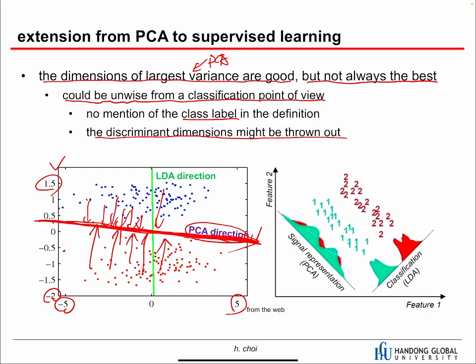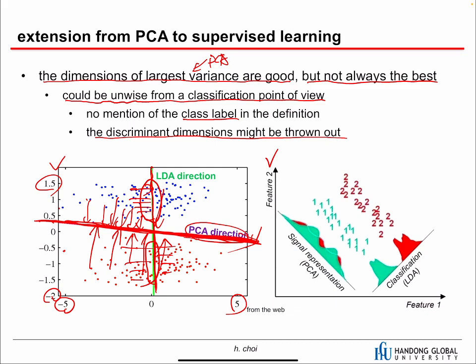Instead, we might like this direction more, because in this line, if we project all the samples onto this line, then we have lots of blue dots here, and we have lots of red dots here. So in terms of classification, this line is way much better than this PCA direction. Okay, so here is another example. It's basically the same thing.